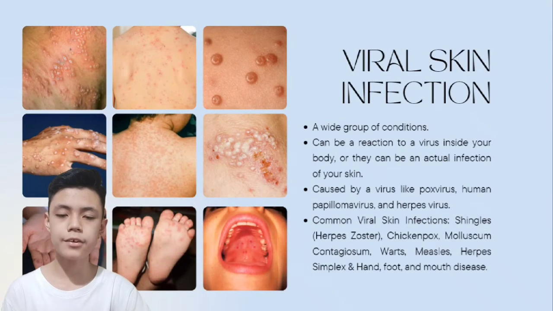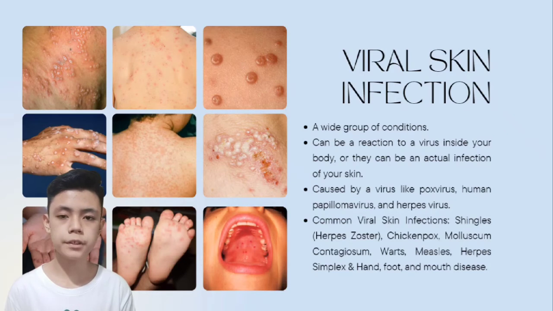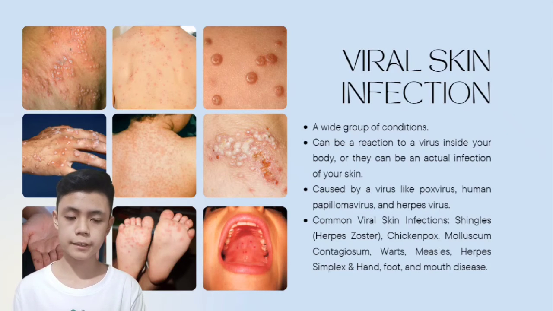The second is viral skin infection. This is how a virus would react inside our body, but can also be an infection. This can be caused by different viruses such as pox virus, human papillomavirus, and herpes virus. Common viral skin infections include shingles or herpes zoster, chickenpox, molluscum contagiosum, warts, measles, herpes simplex, and hand, foot, and mouth disease.